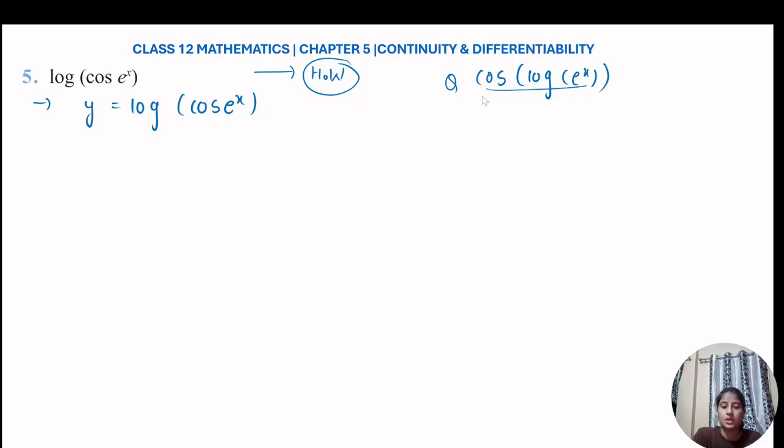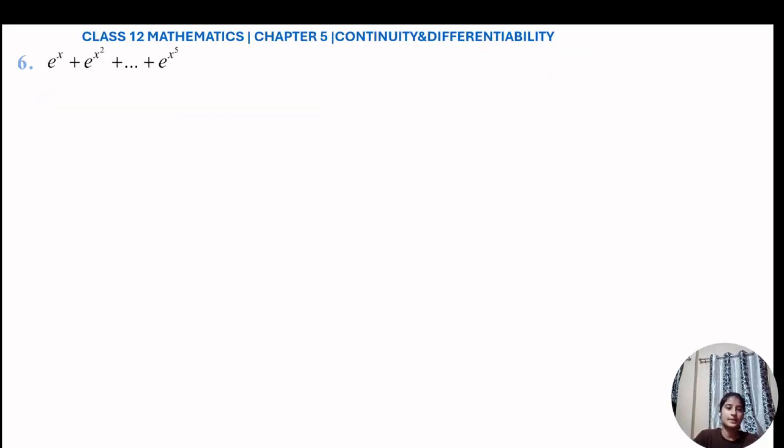ओके, now this is homework. So I think if you have doubt in this question, you just ask me. Just write in comment section. I will do it for you. But I think you can easily do it. There will be no need to ask in the comment section. Now let's move to question number 6.